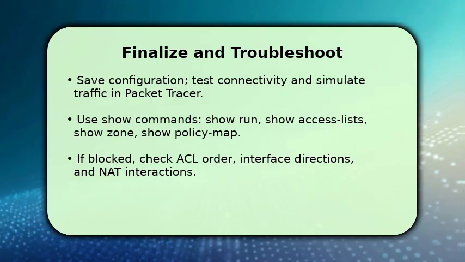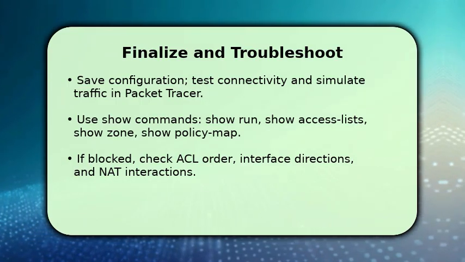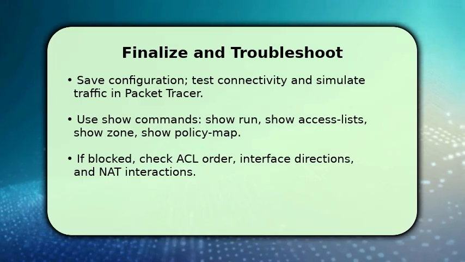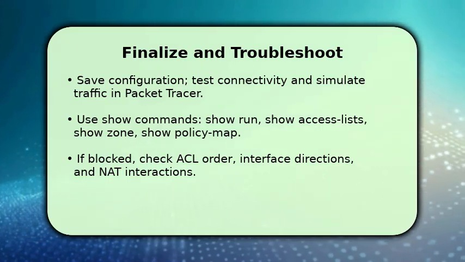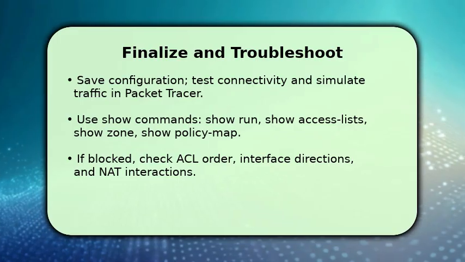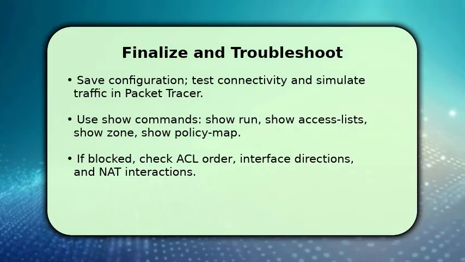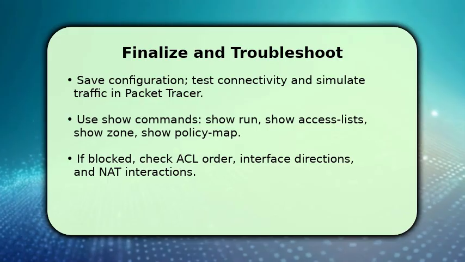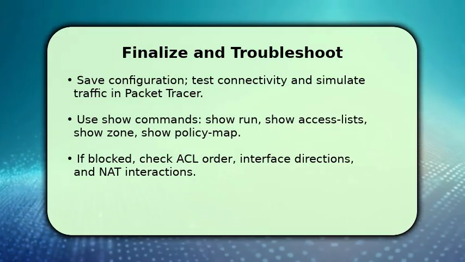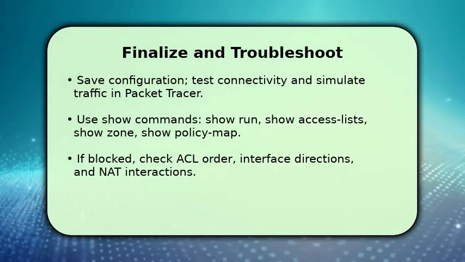Use show running-config, show access-lists, show zone, and show policy-map to verify rules and interfaces. These show mismatches and inactive policies. If traffic is blocked, check ACL order and direction first, then confirm zone assignments and that NAT translates addresses correctly.